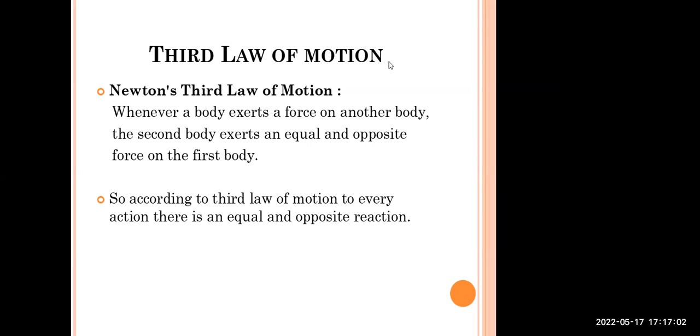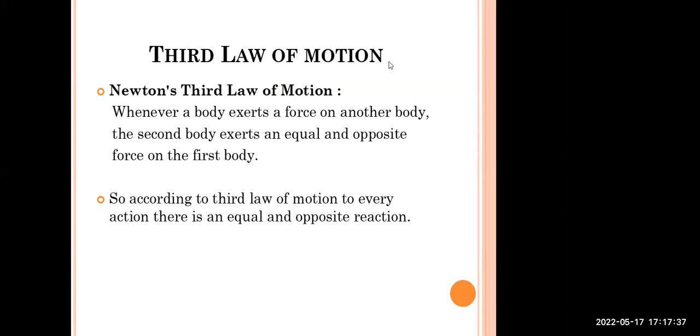Whenever forces are applied which are equal in magnitude but opposite in direction, though they are equal and opposite, they will not get cancelled out, because they get applied on two different objects. That's why they are not cancelled out. Equal and opposite forces may cancel out only if they act on the same object, but here they are applied on two different objects.